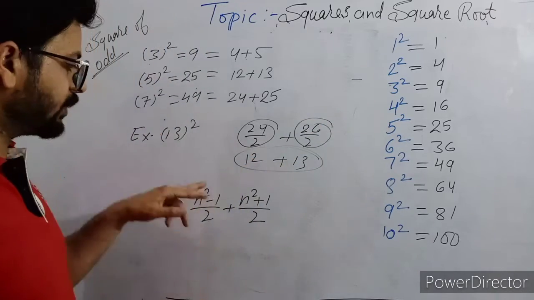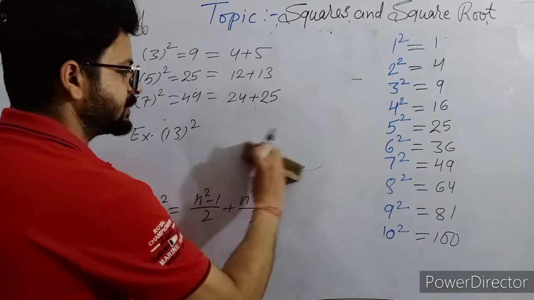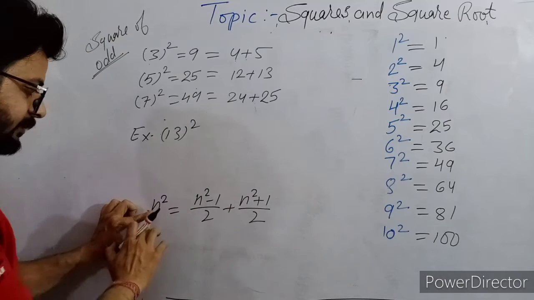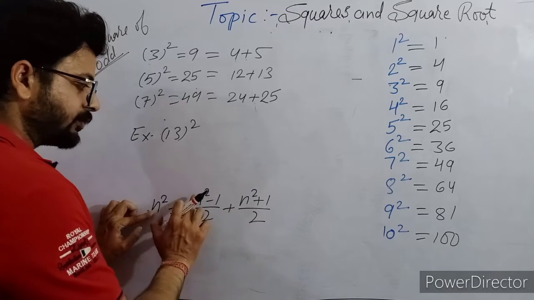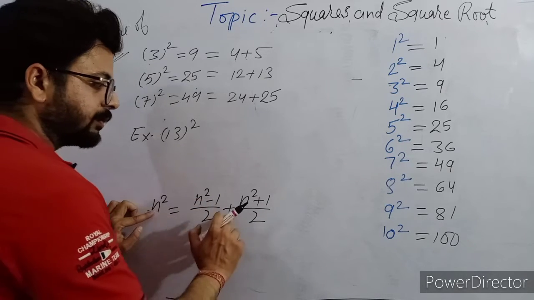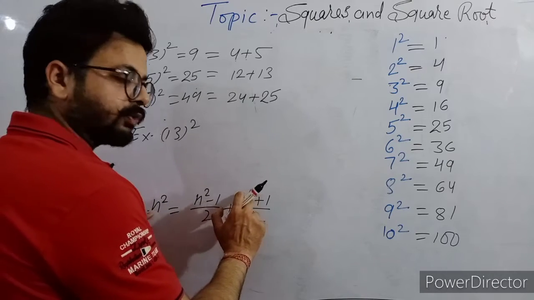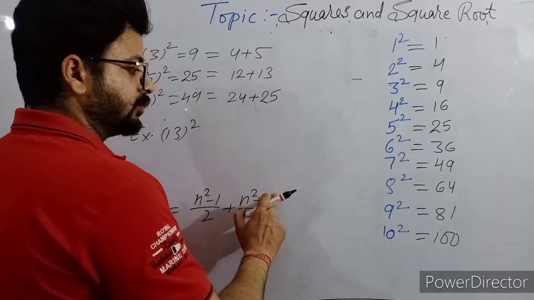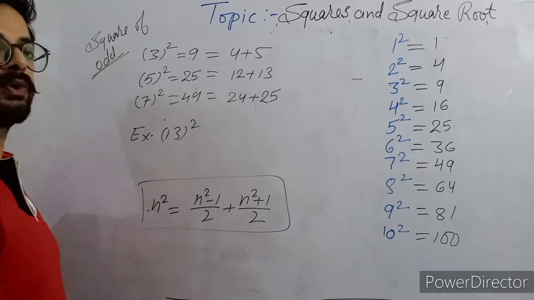This is the formula: (n square minus 1) upon 2 plus (n square plus 1) upon 2. Here n means the number. Suppose the number is 5. So square of 5 minus 1 upon 2: 25 minus 1, 24 divided by 2, 12. And n is 5, 5 square is 25, 25 plus 1, 26 divided by 2, 13. So with the help of this formula, you can calculate.